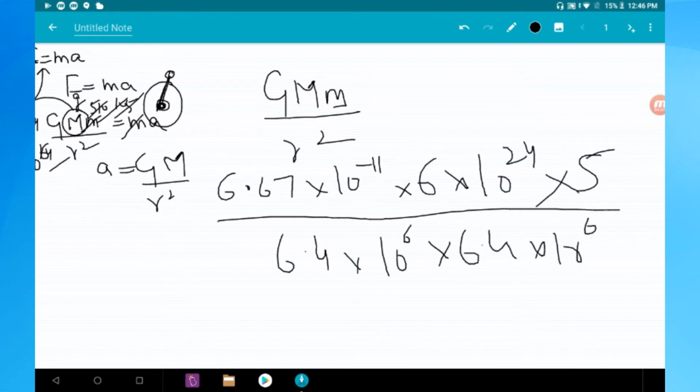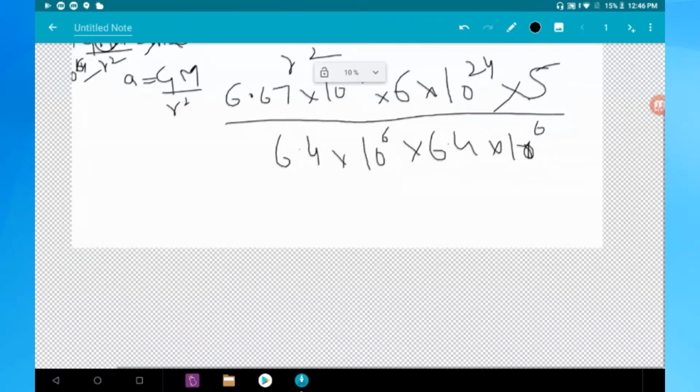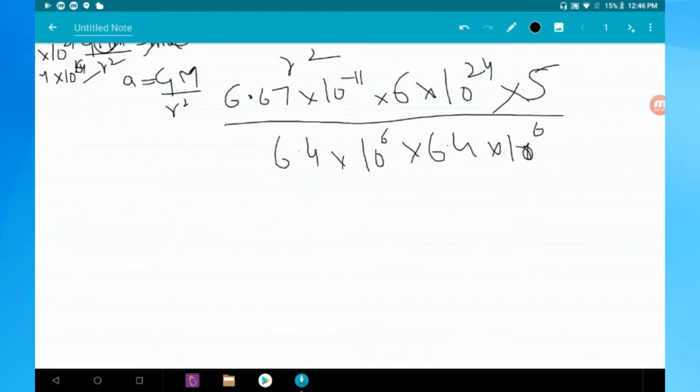Pretty simple here. Let's just calculate the rest of the part. Let me open the calculator. Just hold on for a second. Okay, so let's multiply 6.67 by 6.